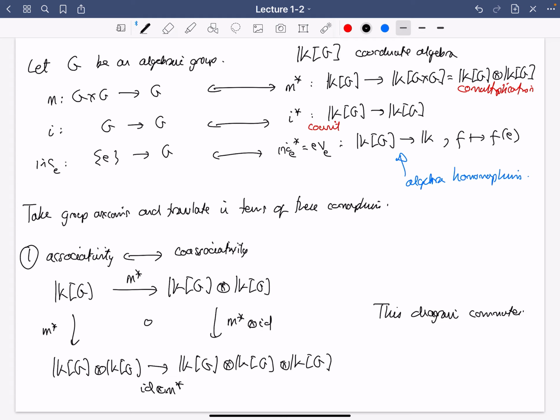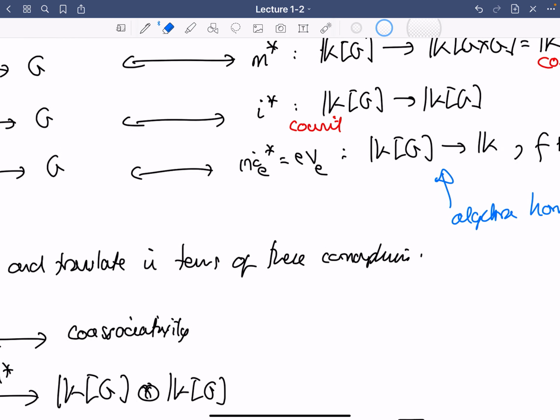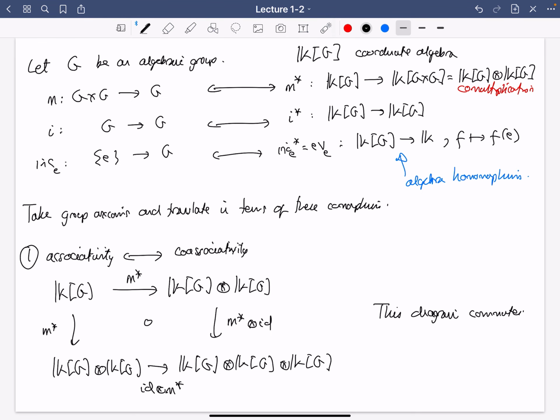Okay, so that's the first property of this co-multiplication. It's co-associative in this sense. Let's think about the... why did I write co-unit there? Let me fix that. Sorry, that was not I star. The co-unit is this evaluation at E homomorphism here. So this is called the co-unit.